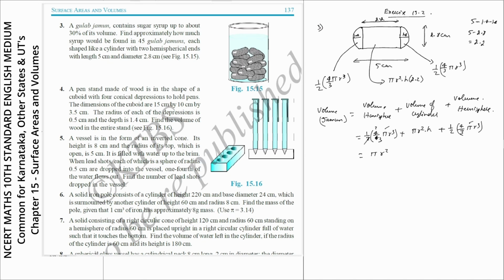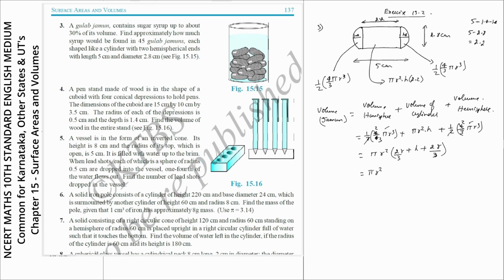Now 2 1s are 2, 2 2s are 4. Here also 2 1s are 2, 2 2s are 4. Now remaining I am left with, in the first term 2 into r is left, and in the second term, pi r square taken common, h is left, and in the third term 2 is there, pi r square I have taken common, so another 2r will be left. Also 3 is there here. Now this is pi r square.